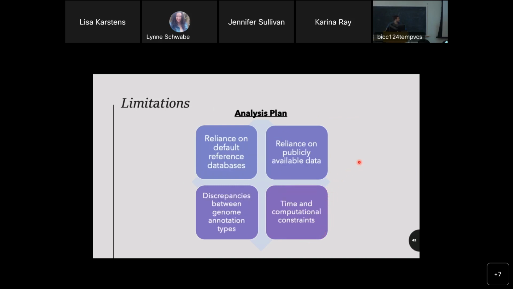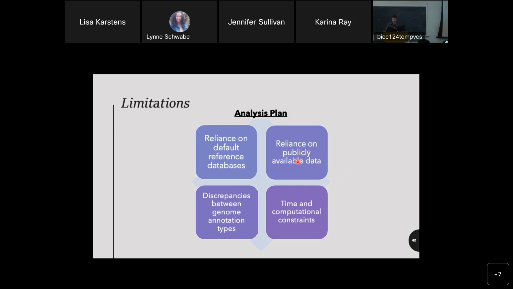There are also some specific limitations to my analysis plan. The first being that I relied on default reference databases, and there were some differences between the default reference databases that were used by each of these tools. And also for each of these tools, the reference databases that were provided by default, there are more current versions available for each of these.